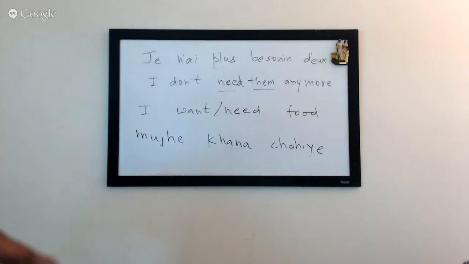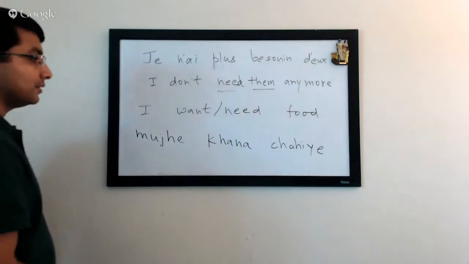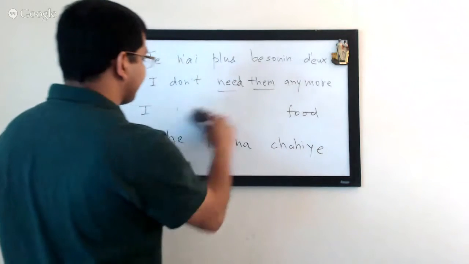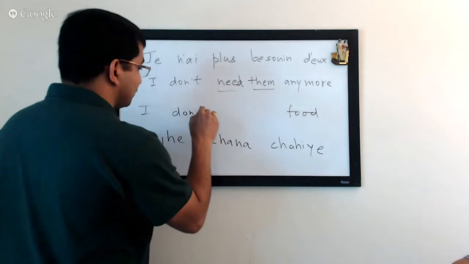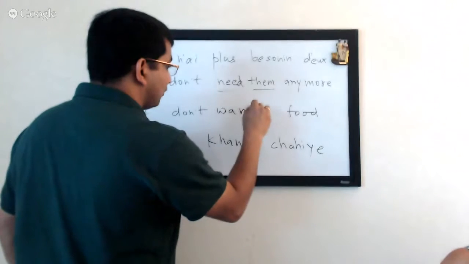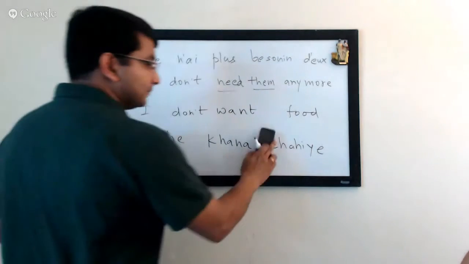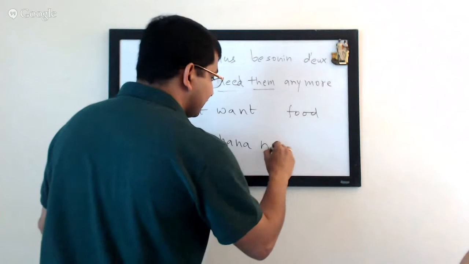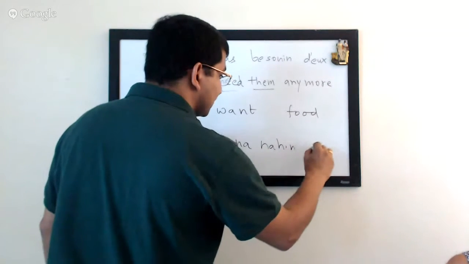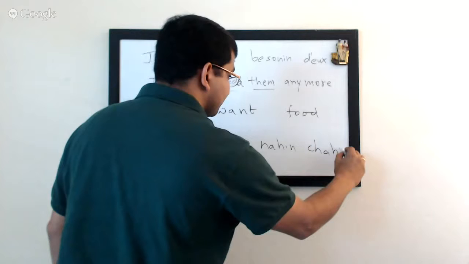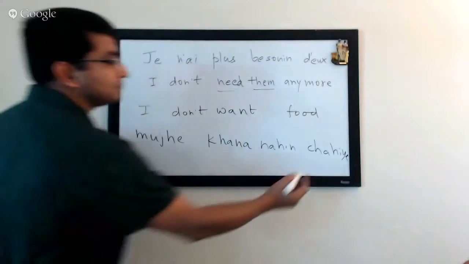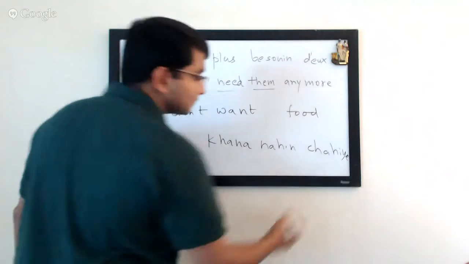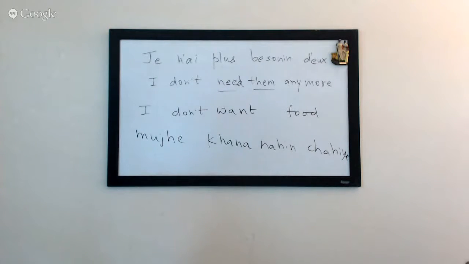Now you want to say negative, right? You want to sort of say I don't want food, right? It would be मुझे खाना नहीं चाहिए. It would be मुझे खाना नहीं चाहिए.